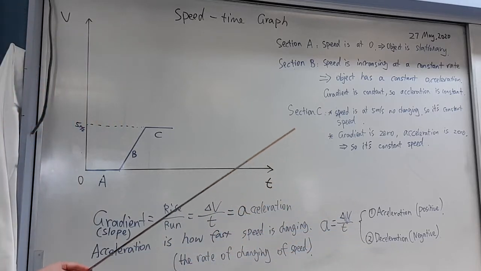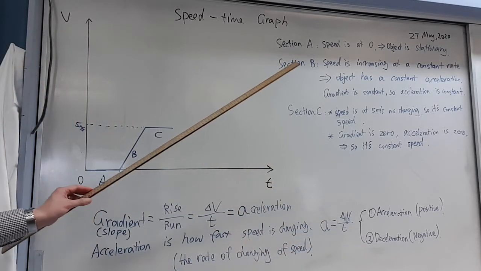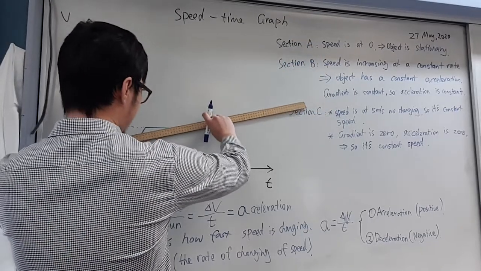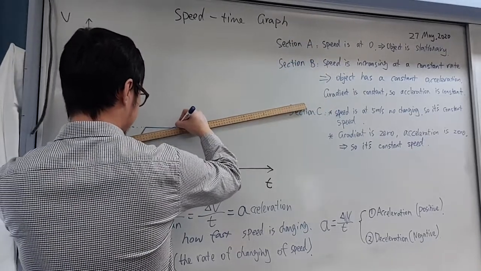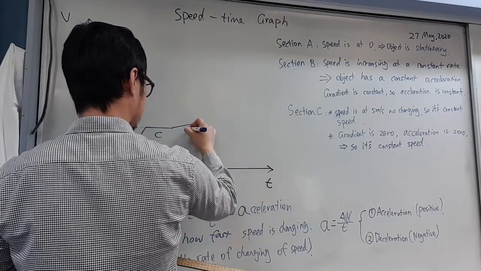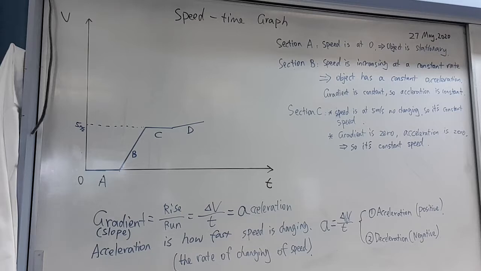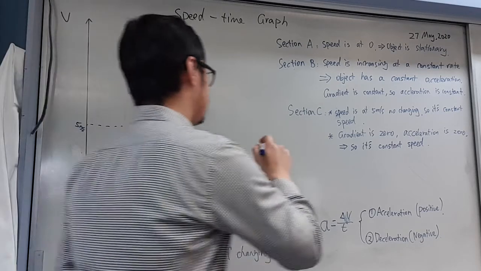Okay, so I'm going to do another one, and I want to compare this D to B. Say if D is going to be like this. Let's have a look at D compared. First, we're going to figure out what D is. Acceleration. D is still going to be a constant acceleration, right? Because the gradient is the same.